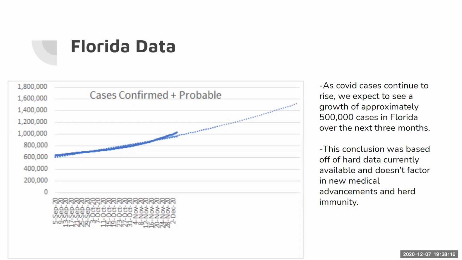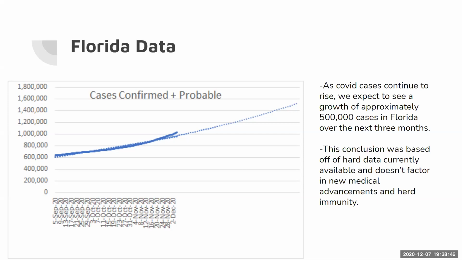If you look on your left, you'll see a chart displaying COVID cases over the past 3 months and continuing predictions for the next 3 months. The solid blue line indicates COVID cases in the last 3 months, and the dotted blue line indicates what we predict will be COVID cases in the next 3 months. The dotted blue line is an exponential regression that predicts the next 3 months. We expect it to grow approximately 500,000 cases.